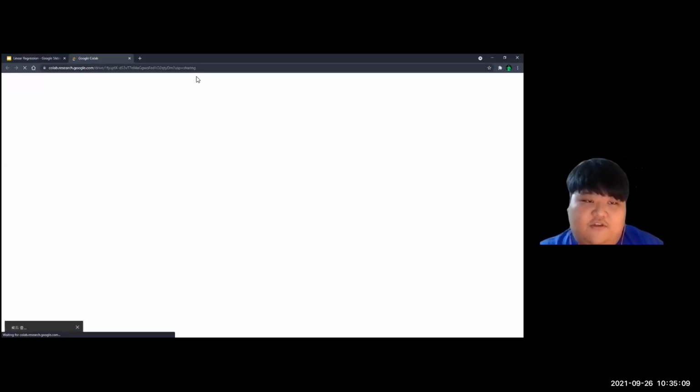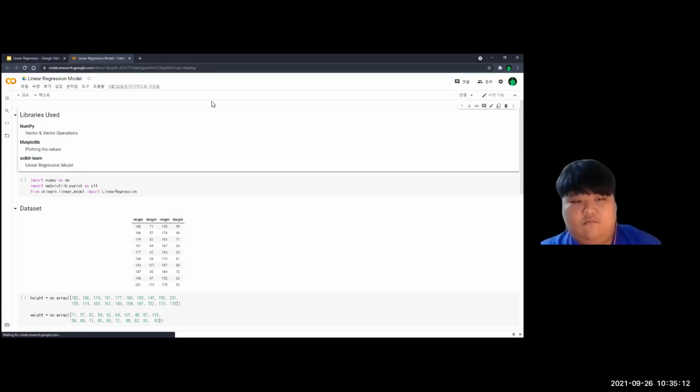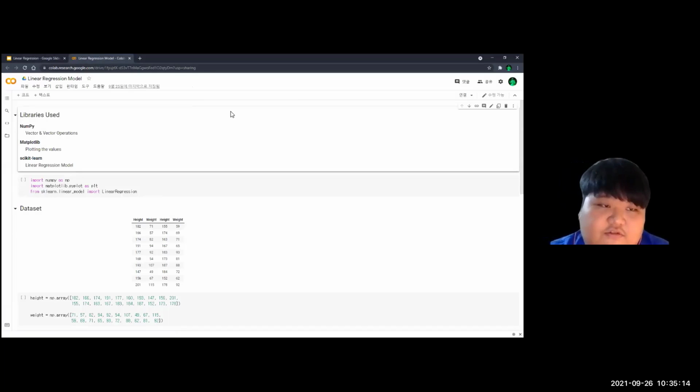Okay, so we're gonna move to here. This is using Google Collaboratory, and if you didn't check this out, this is a really good online platform for Jupyter notebook. So you can use this freely. It is open source. Okay, and let's go back to our linear regression.